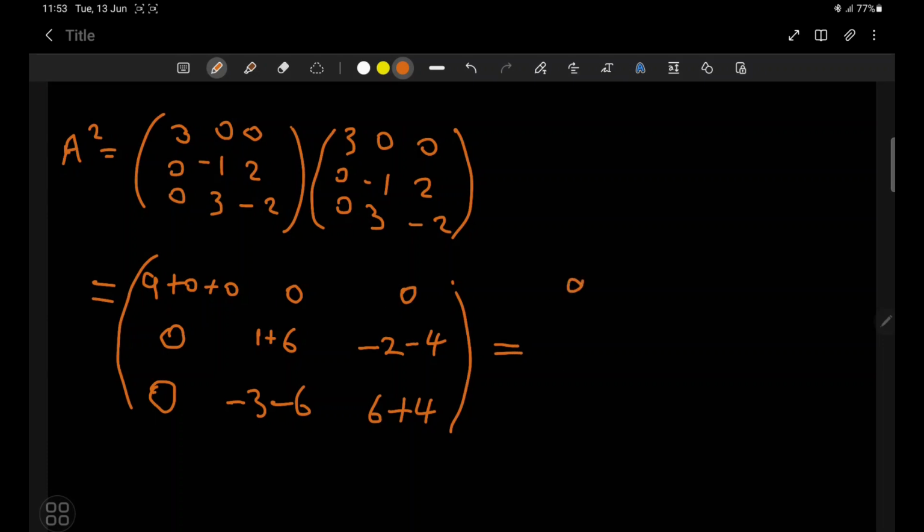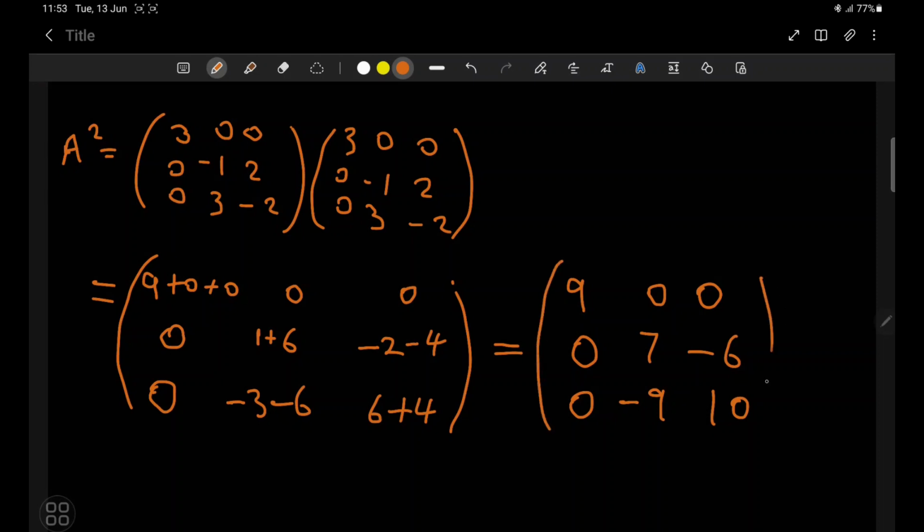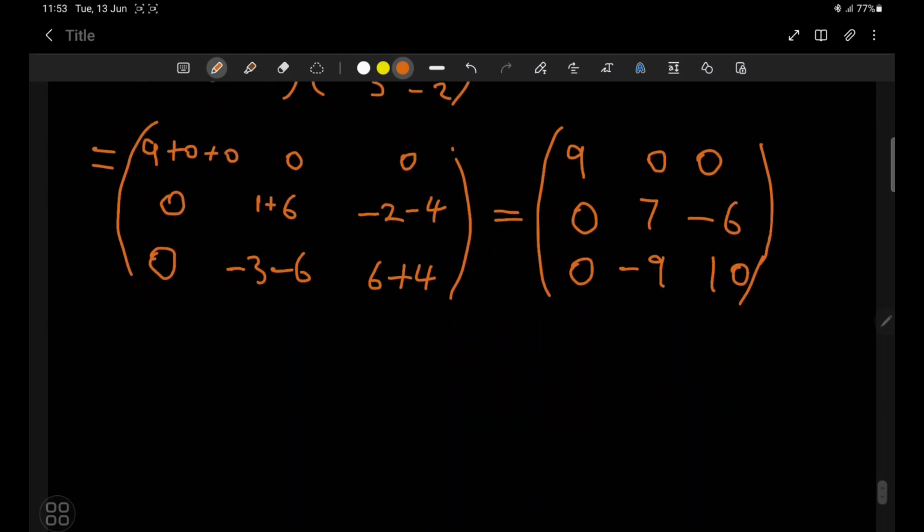So the first element is 9. We'll have a 0, a 0. Then we'll have a 0. Then we'll have 7, negative 6, 0, negative 9. Then we'll have a 10. So this is A squared. Then we'll multiply A squared with another A.